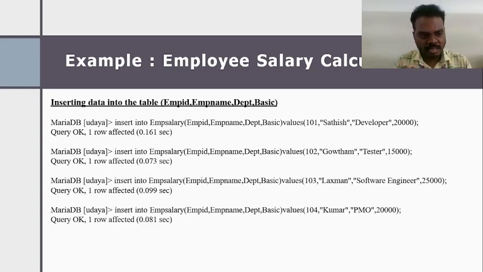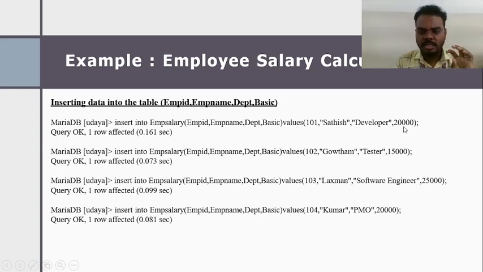If you want to insert data in a column, you need to use insert into table name, and mention on which columns the data will be inserted. I am going to insert only 4 columns, so you need to mention the column names: employee ID, employee name, department, and basic. The values are employee ID 101, Satish, developer, and 20,000.